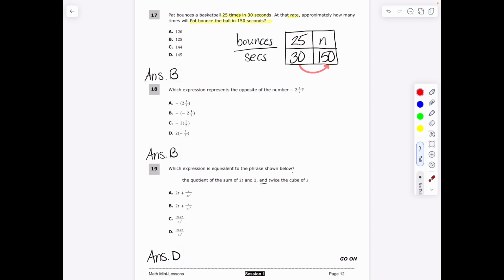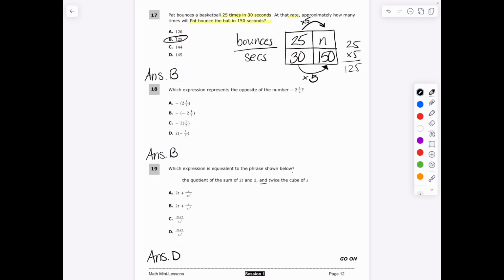So how many 30s would it take to get to 150? Oh, it would take 5. I would have to do it 5 times. So I can do the same thing up here with the bounces. 25 times 5 is 125, which is the answer. So again, this is just a third method. Now you have 3 different tools that you can use.